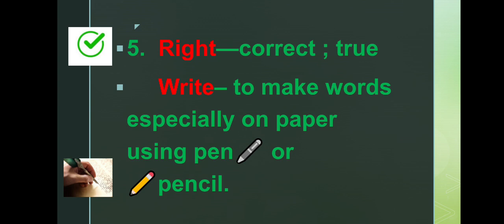Students, now the last two words are very easy and very simple, and these are right and write. The meaning of the first right is correct or true, and the meaning of the second write is to write something on a piece of paper with the help of a pen or pencil.